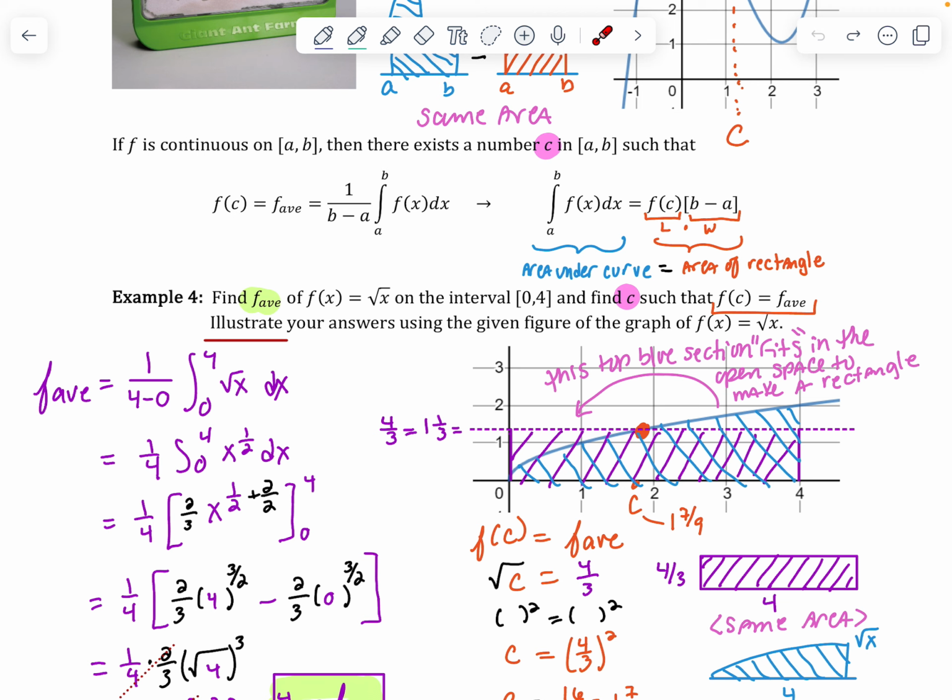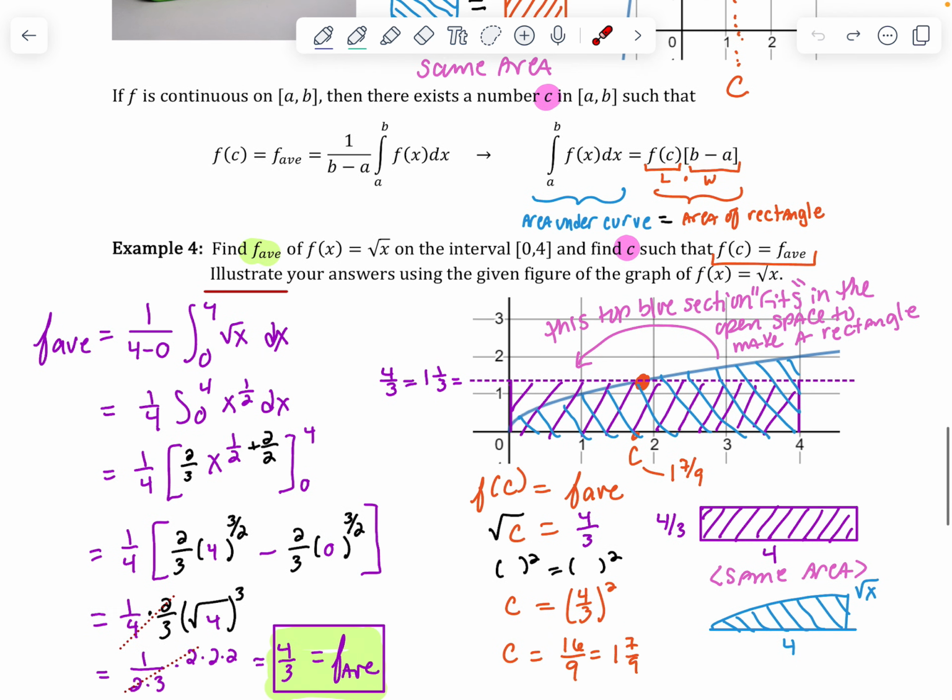So I'm asked to find f average, so this is kind of like part A, for a given function on my closed interval. And part B, I'm asked to find what is that value c, such that c gives me that particular output. And we'll go ahead and visualize this off to the right once we get there. So I've got this function f of x equals the square root of x, and I'm integrating it from 0 to 4.